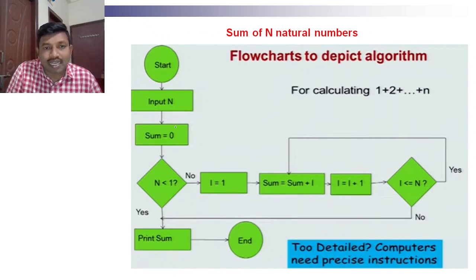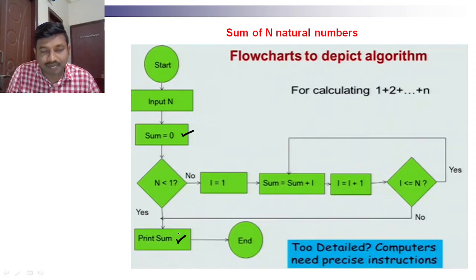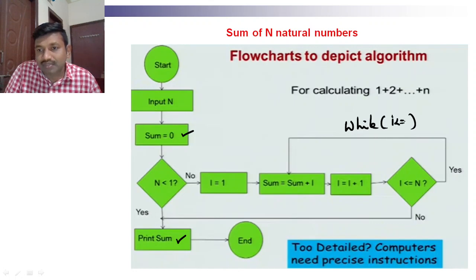You see, I have initialized sum as 0, and if n is less than 1, which means n is equal to 0 or negative, I am just printing the sum because sum is initialized to 0. You can also write "enter a positive value for n." Otherwise, I am going to implement the while loop. You can see the arrow here is simply the while statement. It represents while i is less than or equal to n, that is my test condition.